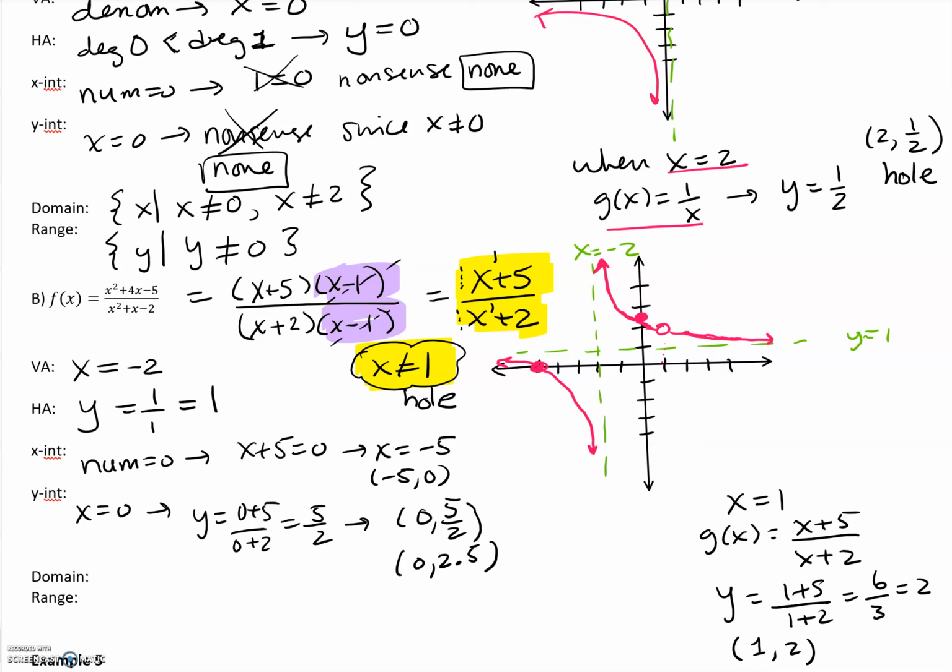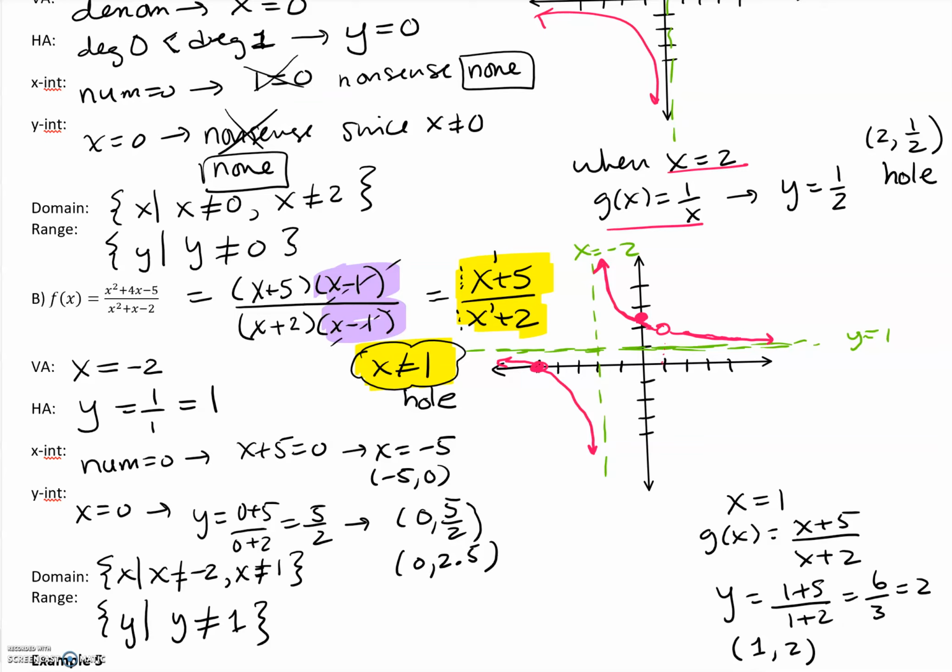Domain. All right, we're going to say x such that x can't equal the VA, which was -2, and also x can't equal 1, the hole that we just put there. And for the range, y such that, I guess everything is okay for the range except y equals 1, that's a border, so y cannot be equal to 1.